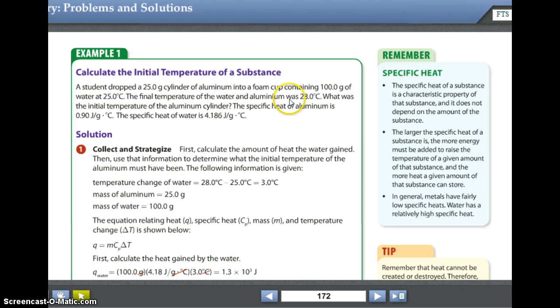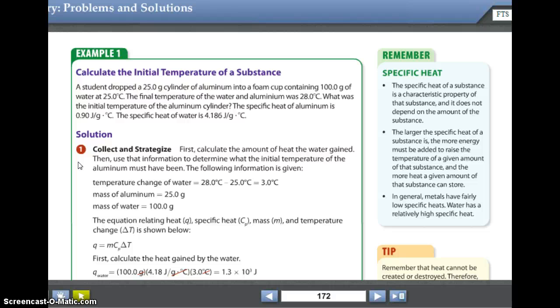Okay, first of all, was the aluminum hotter or colder than the water? The water started out at 25. The water ended up at 28. That tells you that your answer for aluminum better be higher than 28. All right, let's collect and strategize. First, calculate the amount of heat the water gained. Then, use that information to determine the initial temperature the aluminum must have had.